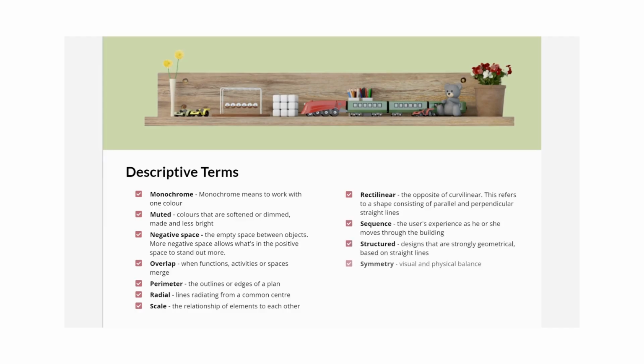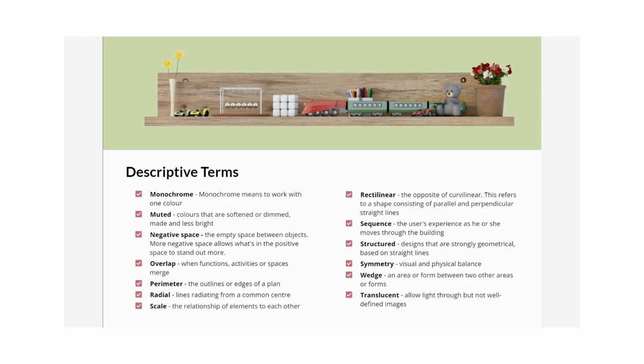Overlap, when functions, activities or spaces merge. Perimeter, the outlines or edges of a plan. Radial, lines radiating from a common center. Scale, the relationship of elements to each other. Rectilinear, the opposite of curvilinear. This refers to a shape consisting of parallel and perpendicular straight lines.